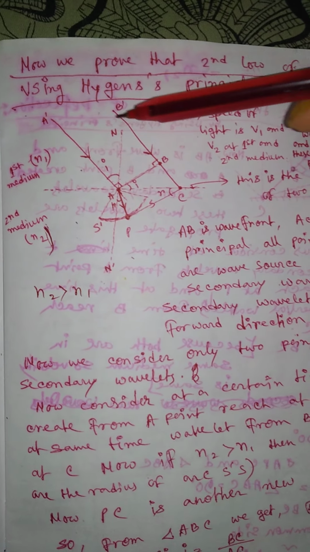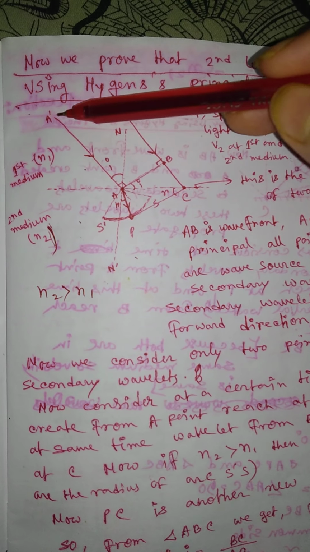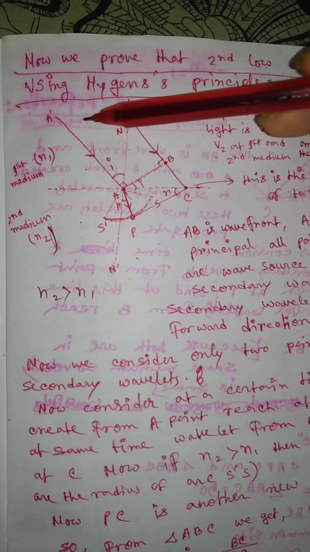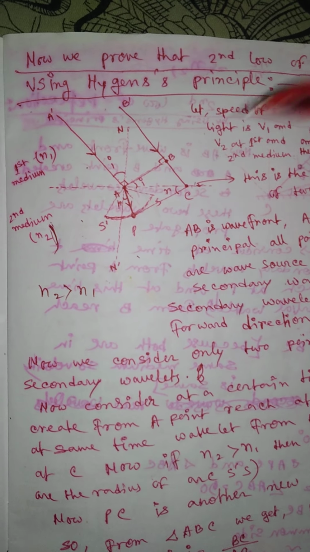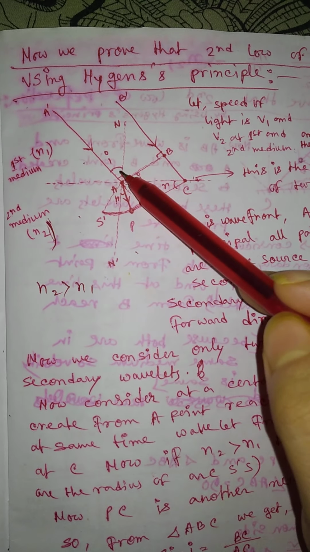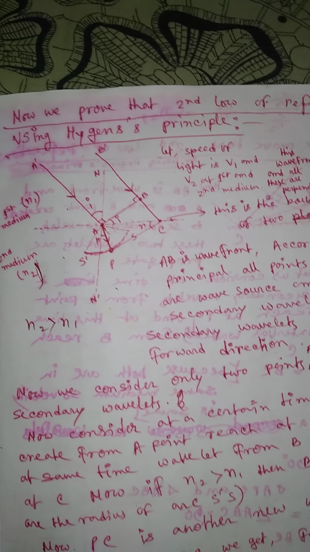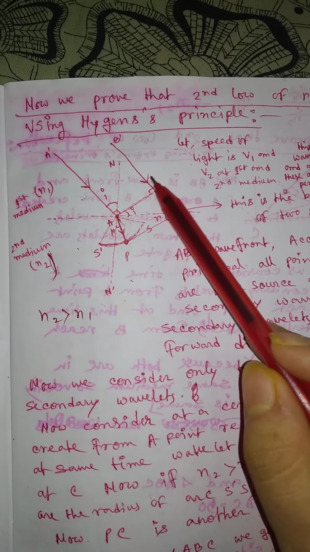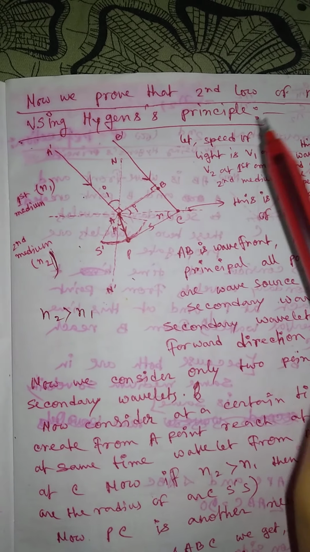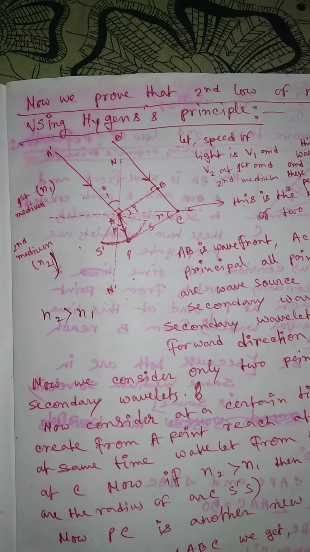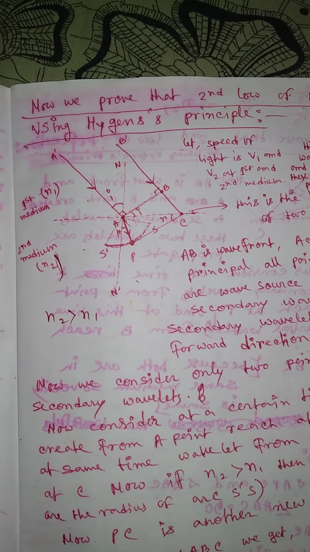Just look here. Here I am taking two beams, this one and this one. You can see these two beams. Here we assume that these two beams come from the same light source. But you can see these two beams are parallel to each other. That means the light source should be placed at infinity, right?